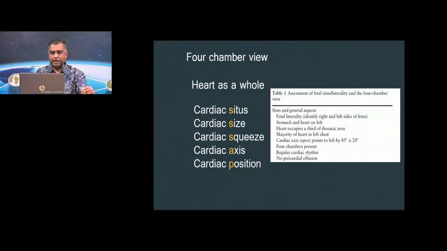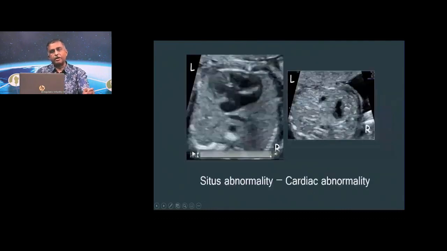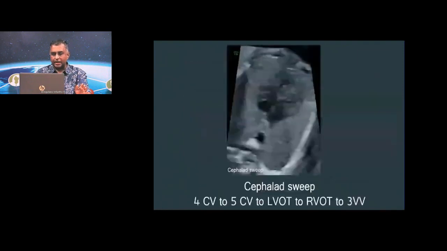So the first thing is cardiac situs. This is from the ISUOG guidelines. I've just made a cut and paste, but I won't read through this. I'll take you through this, which in effect is going through all these points per se, right? So therefore, situs is important. We realize that in the upper abdomen, we know how to do the situs. Similarly, in the 4-chamber view, we need to look at the cardiac situs.